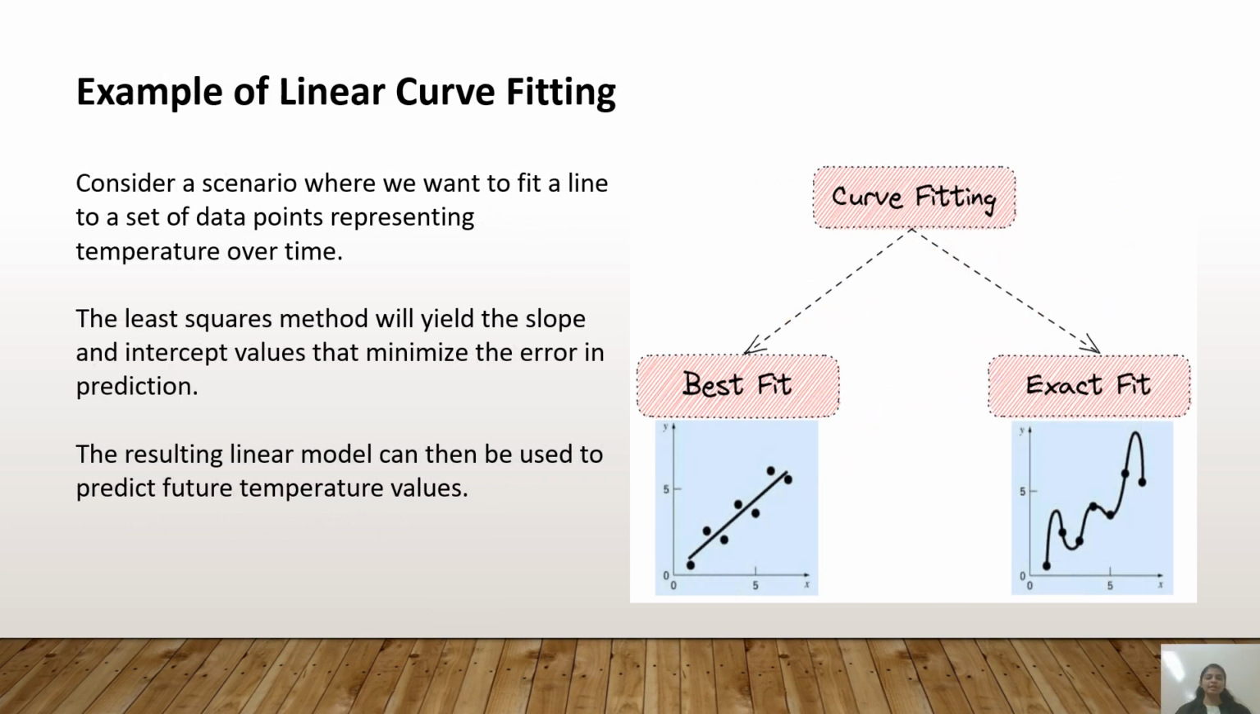Example for curve fitting. Consider a scenario where we want to fit a line to a set of data points representing temperature over time. The least squares method will yield the slope and intercept values that minimize the error in prediction. The resulting linear model can then be used to predict future temperature values.